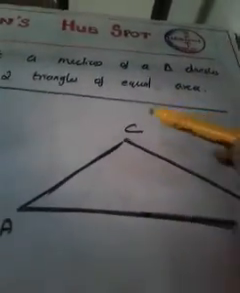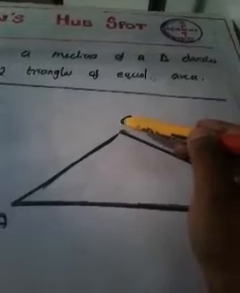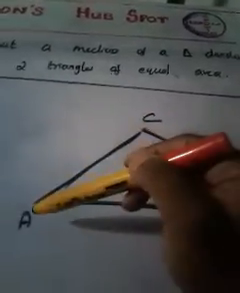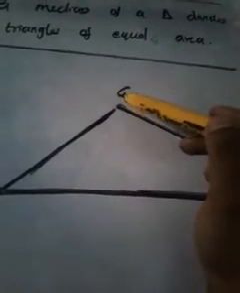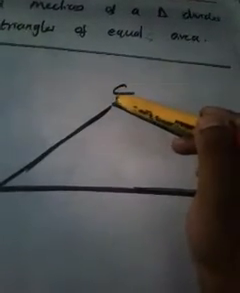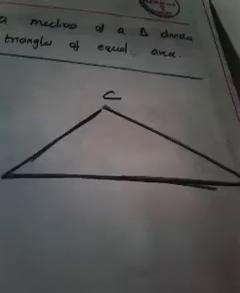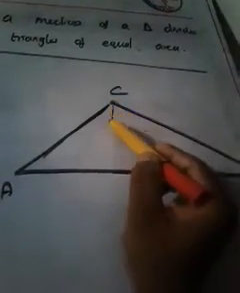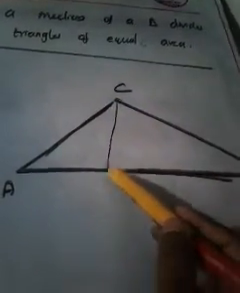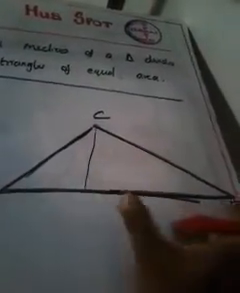How can I draw a median? A median should be a line that starts from a vertex. It can be from this vertex or this vertex, but for the sake of time, let me draw a median from this vertex such that the line bisects AB. That line should divide AB into two equal parts, isn't it? So can I draw a median like this? No. Why? Because this line is not dividing AB into two equal parts. This part is not equal to this part.